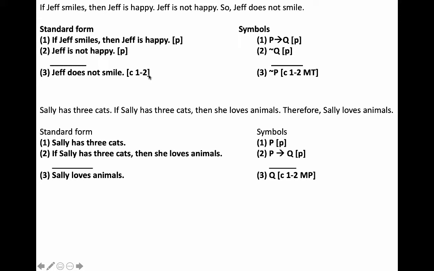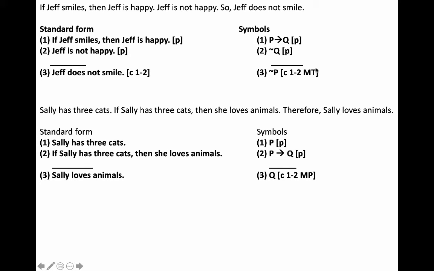And then when you want to represent it in symbolic form, what you would have to do is put a sort of circle around Jeff smiles and write a P over it, put a circle, or an oblong, around each of these. Jeff is happy, and put a Q over it. And then you can write if P then Q, because you've assigned Jeff smiles to P and Jeff is happy to Q. You'd write if P then Q, but not Q, right? Because it's saying Jeff is not happy, therefore not P, conclusion. And the rule here, remember, is modus tollens.